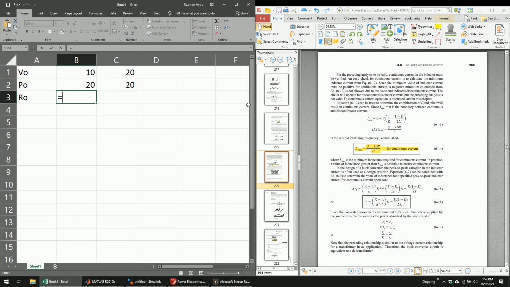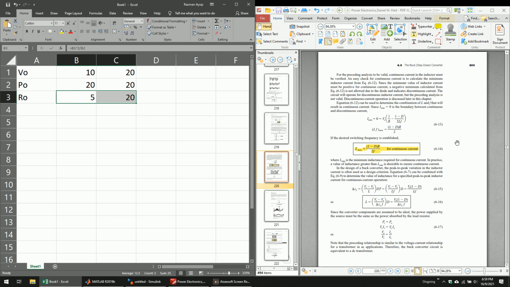Of course, you just use the power law: P equals V squared over R. If you manipulate that, you get R out equals V out squared divided by P. So you get 5 ohm, and for the 20 volt case, you get 20 ohm. That is how you calculate the R out.